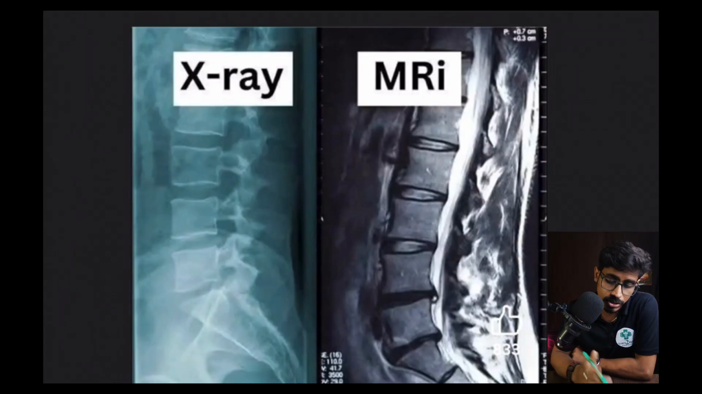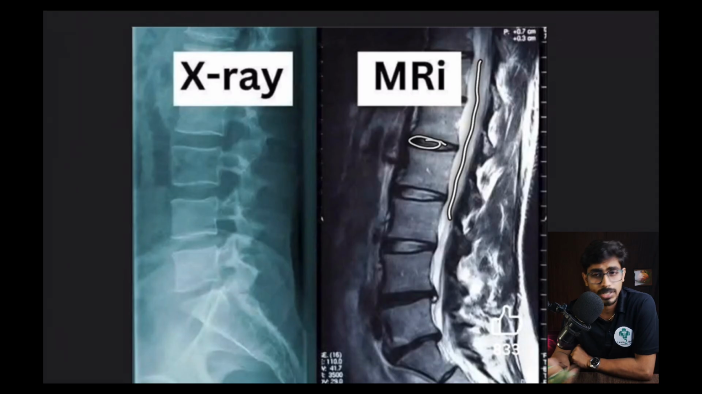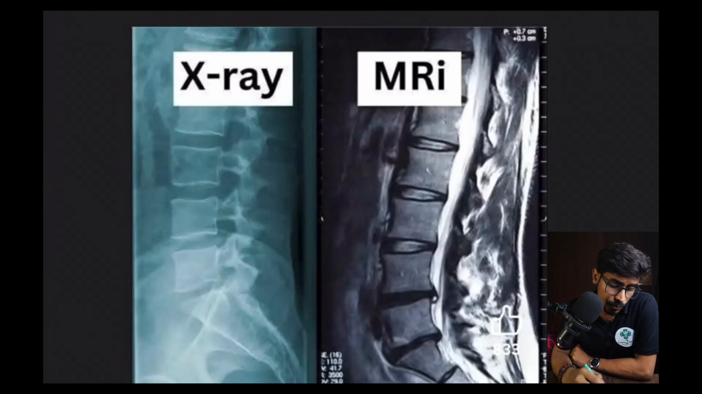In this first photo you can see one is an X-ray and one is an MRI. In X-ray the structures are not very clearly visible, but in MRI you can easily see the disc, the spinal cord, nerve root and various other structures. From X-ray also you can identify the osteophytes, the disc space, nerve root compression. It's all dependent upon expertise, how good you are at reading X-rays and MRI.